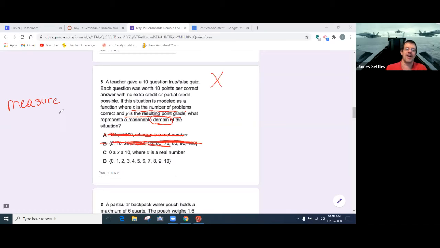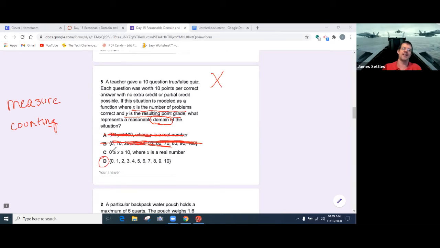So you're exactly right, Chastity. We're not measuring the number of problems, we're counting the number of problems. When you measure with a measuring cup, we're not pouring problems into a measuring cup, or measuring them with a tape measure. We're counting them: 1 problem, 2 problem, 3 problem. So the answer would be D.